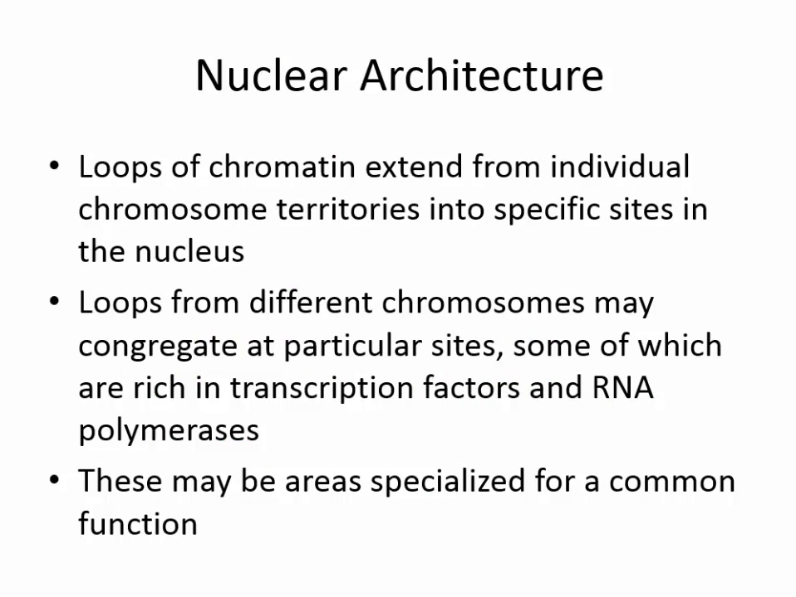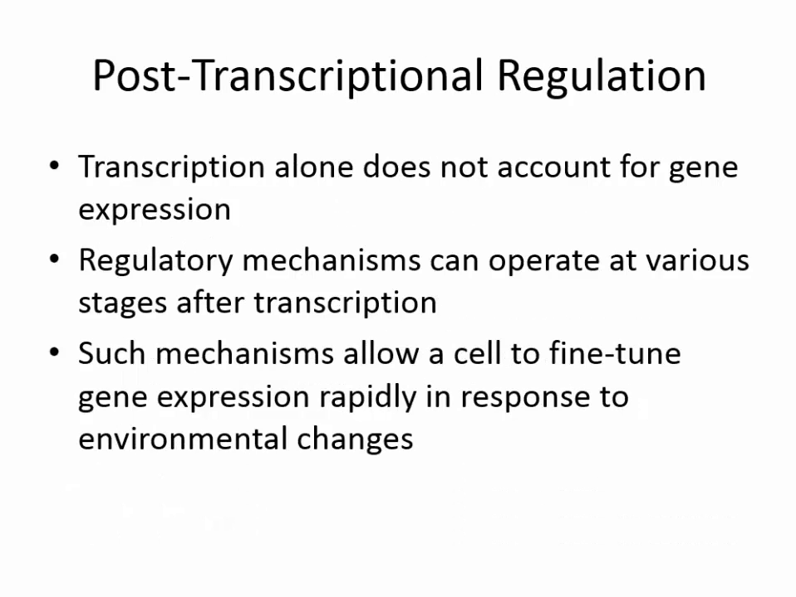Loops of chromatin extend from individual chromosome territories into specific sites in the nucleus. Loops from different chromosomes may congregate at particular sites, some of which are rich in transcription factors and RNA polymerases. These may be areas specialized for a common function. Transcription alone does not account for gene expression. Regulatory mechanisms can operate at various stages after transcription. Such mechanisms allow a cell to fine-tune gene expression rapidly in response to environmental changes.